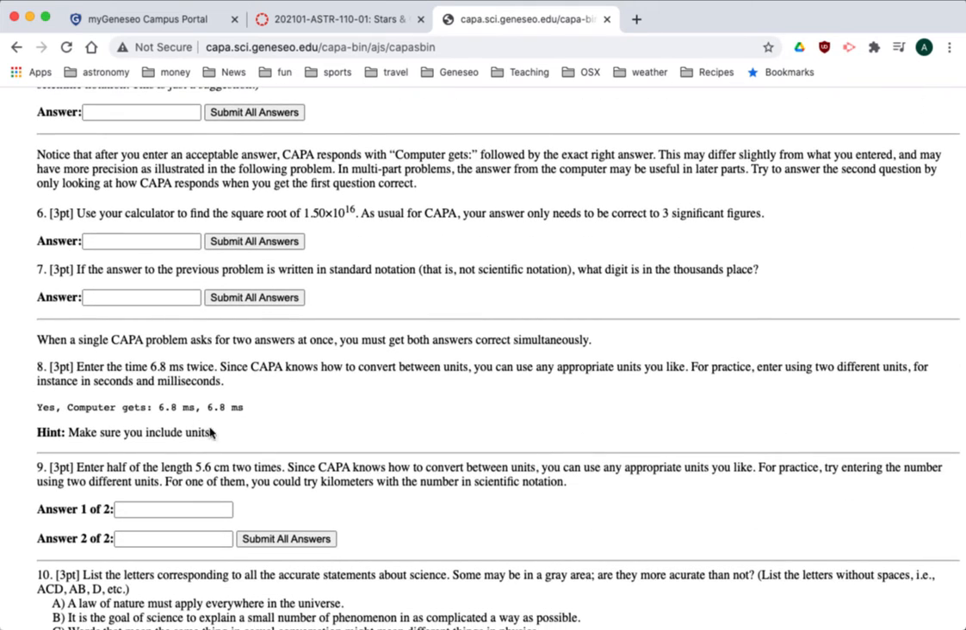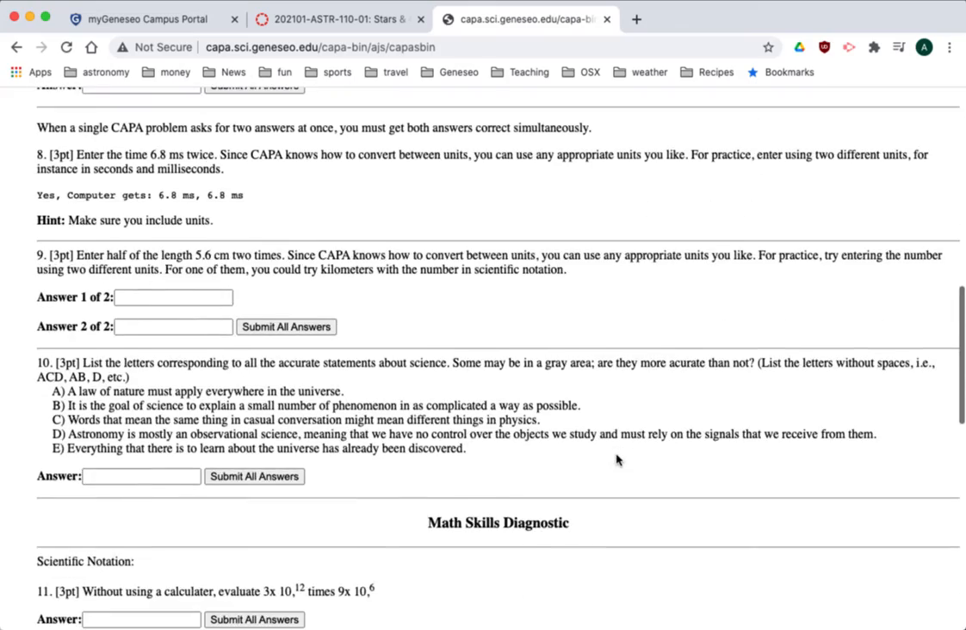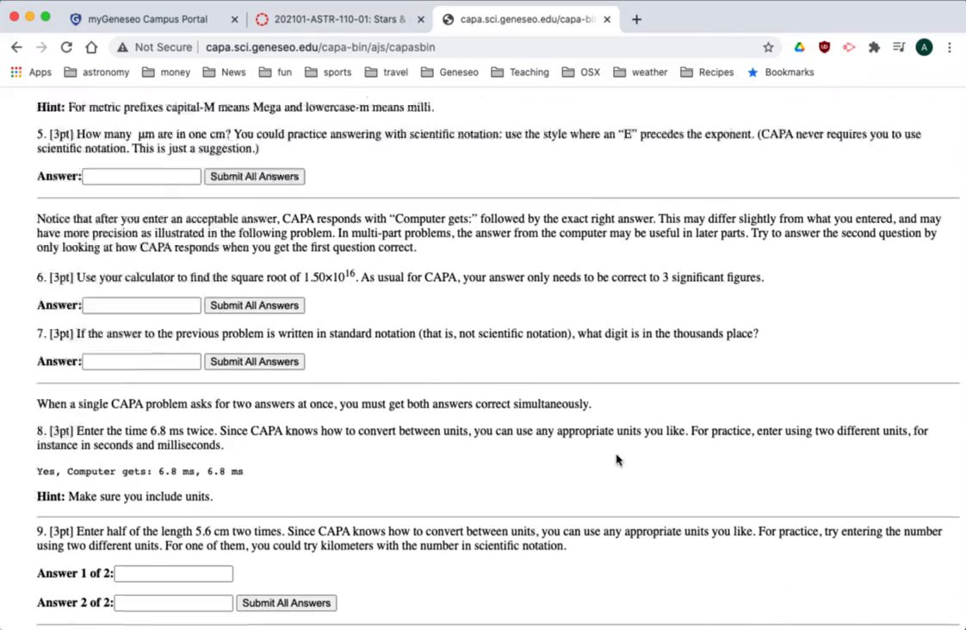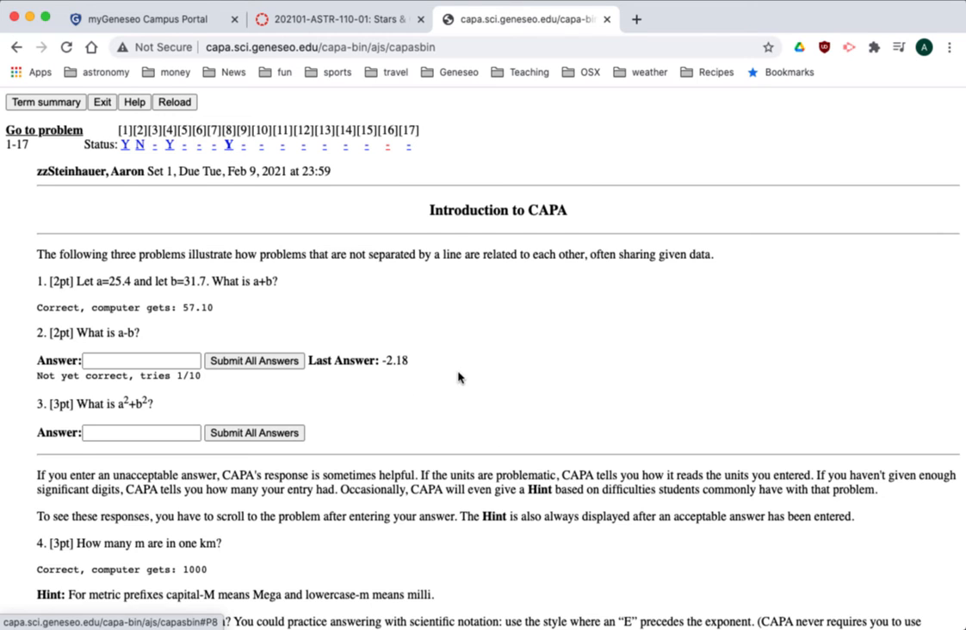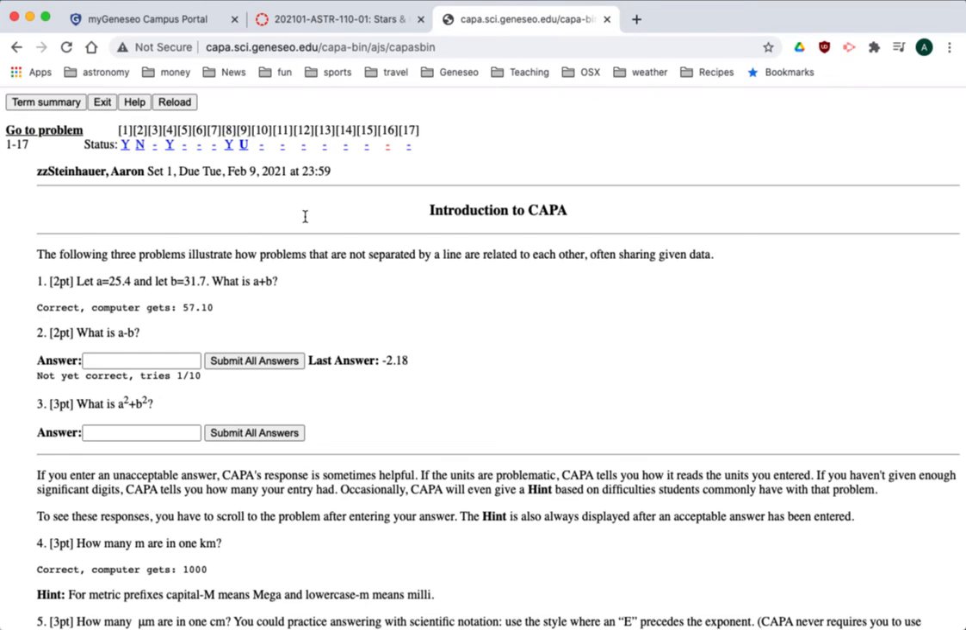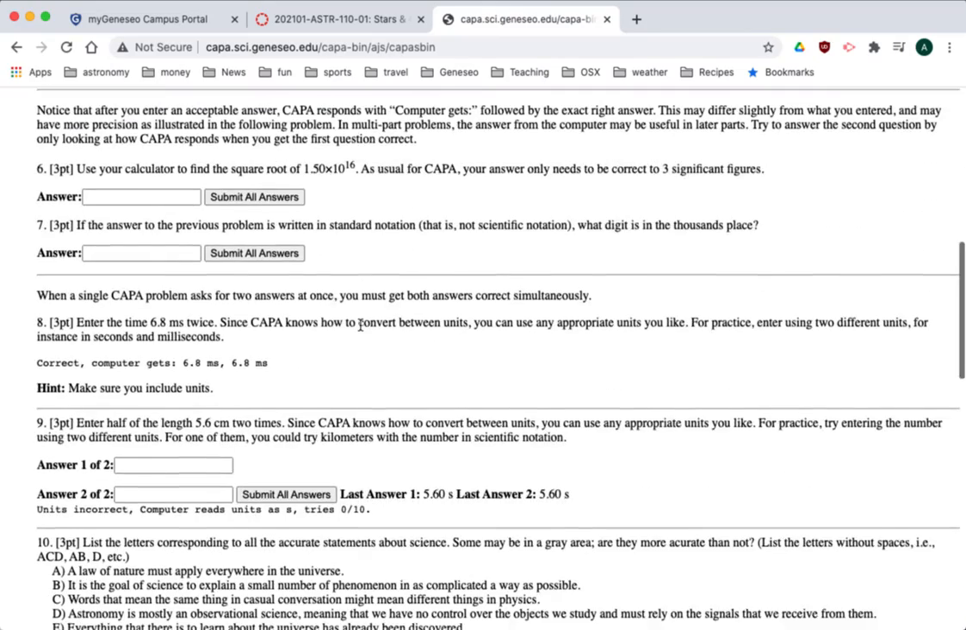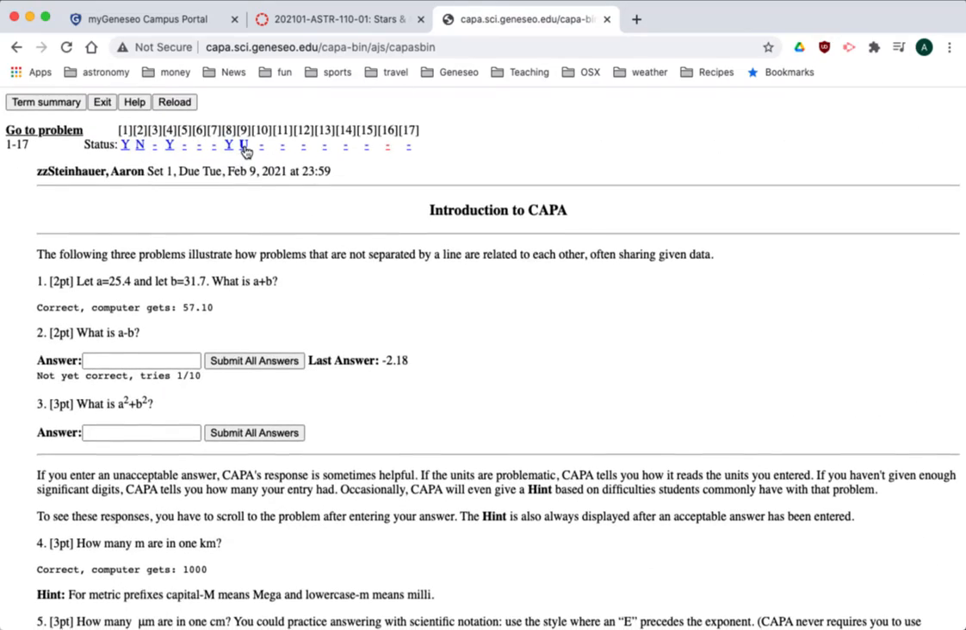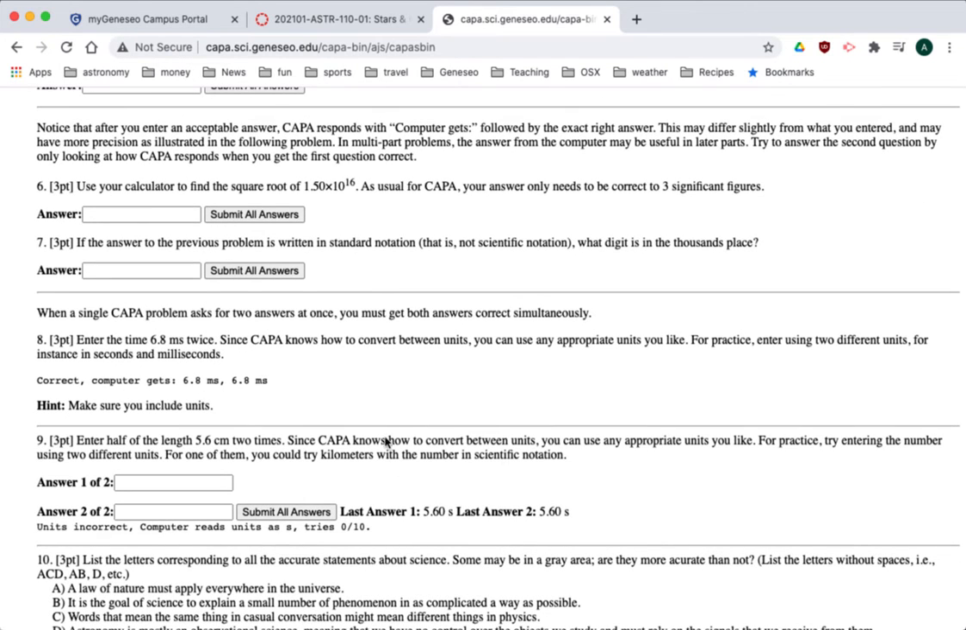So sometimes the lowercase u says it needs a unit and you didn't put one in there. If you have an uppercase unit, let's do 5.6 seconds and 5.6 seconds. This is looking for a unit of distance, centimeters or meters or whatever. I've put in a unit of time here, and it's going to say, hey, you put in the wrong unit. The capital U says you put in a unit, but it was the wrong unit. CAPA was expecting a unit of distance, and you put in a unit of time.